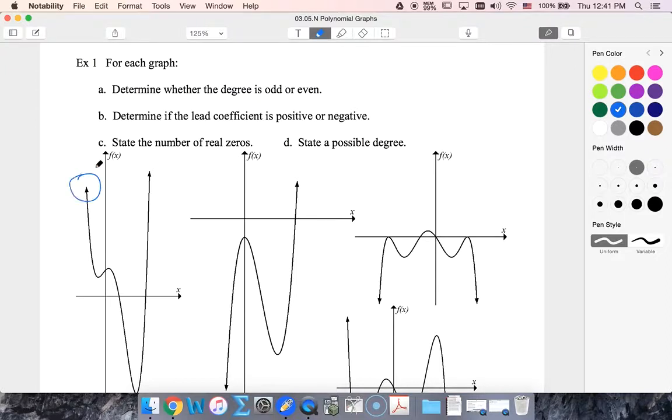So this starts pointing up and ends pointing up. So I know that that means a is greater than 0. It also means that n is even.